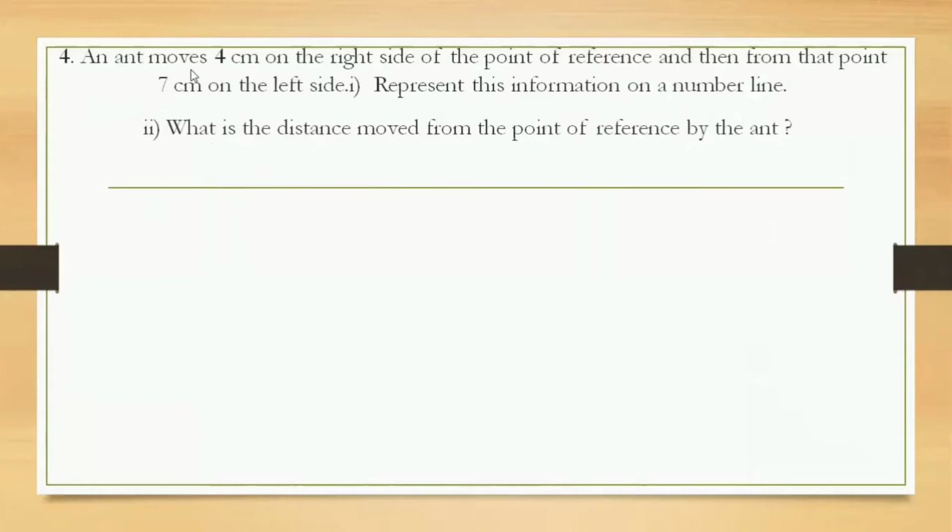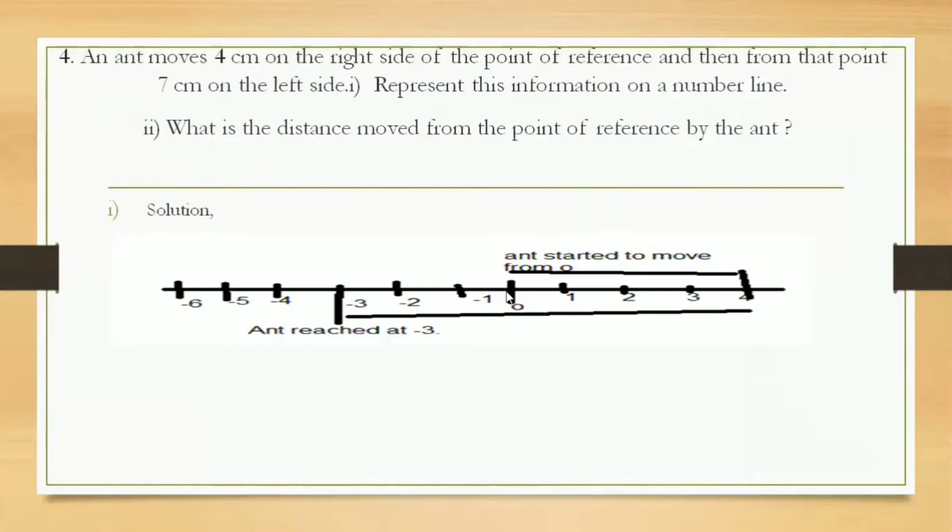Here is the solution. We have to draw the number line, and starting from the origin, move from here to here, 4 centimeter, and from this point it moves this side, 7 centimeter on the left side. Then it is up to minus 3. Now it is asking to find the total distance moved by the ant.